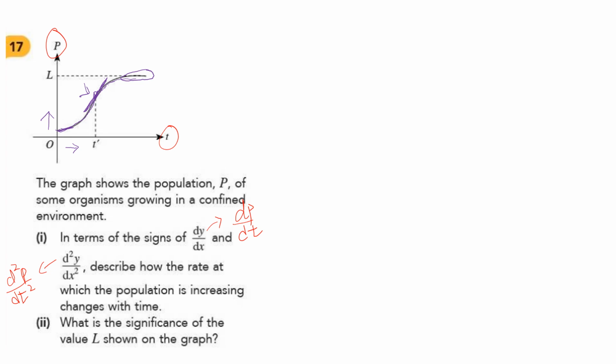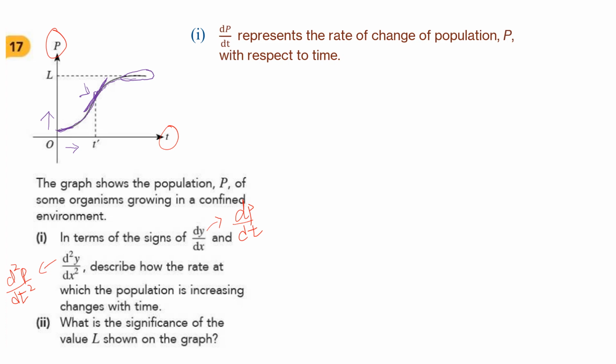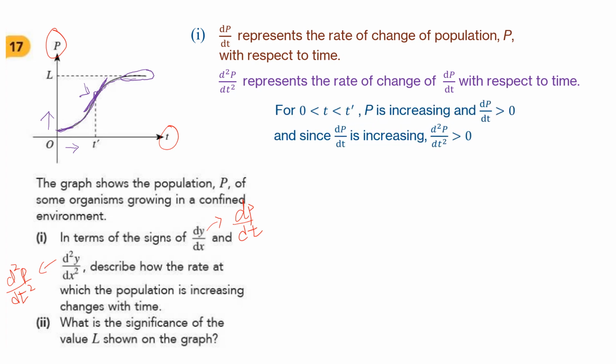Okay, so how do we describe it? All right, so your dP/dt represents the rate of change of population P with respect to time, and your d squared P over dt squared represents the rate of change of the dP/dt with respect to time. Okay, so there are two parts of the curve as what we have mentioned earlier on. The two parts of the curve.